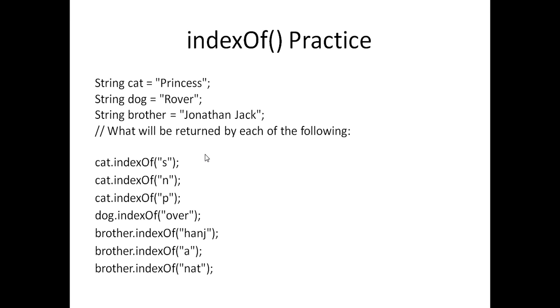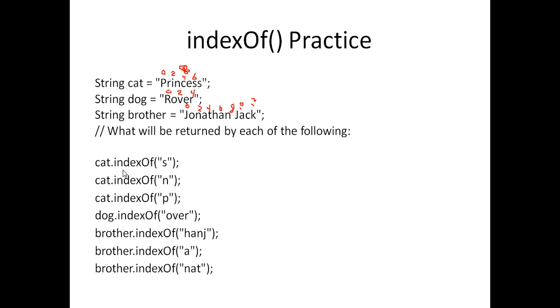Okay, so here are some examples. You have a cat variable, and the point is you start at 0, 1, 2, 3, 4, and then 5, 6. And then Rover starts at 0, 1, 2, 3, 4. Those are the positions. 0, 1, 2, 3, 4, 5, 6, 7, 8. 8 is the position of the space. 9, 10, and then 11 and 12. Those are the positions of each letter.